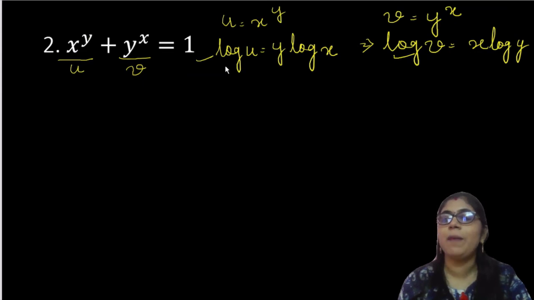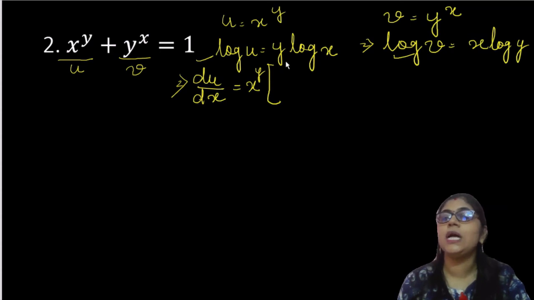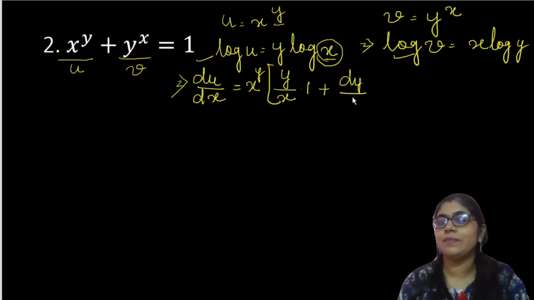So 1 by u du by dx, or we can write du by dx equals to u into, instead of u, you will write x to the power y into g dash x by f x. So what is g x here? g x is y and f x is x. So y by x into f dash x. So f dash x is 1 as f x is x plus g dash x, that is dy by dx into log x.